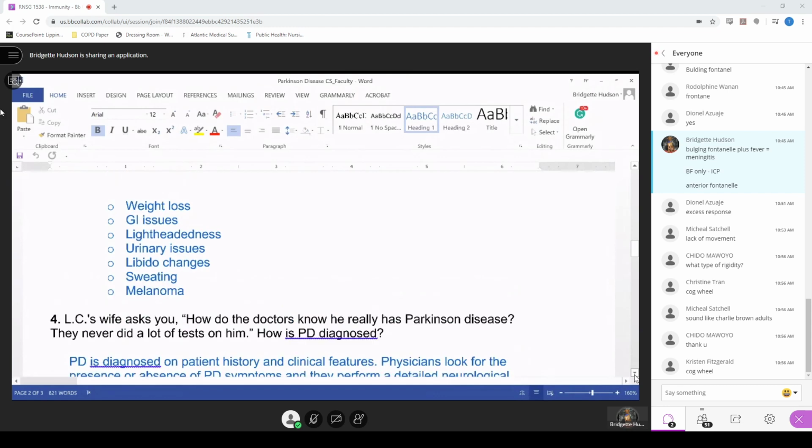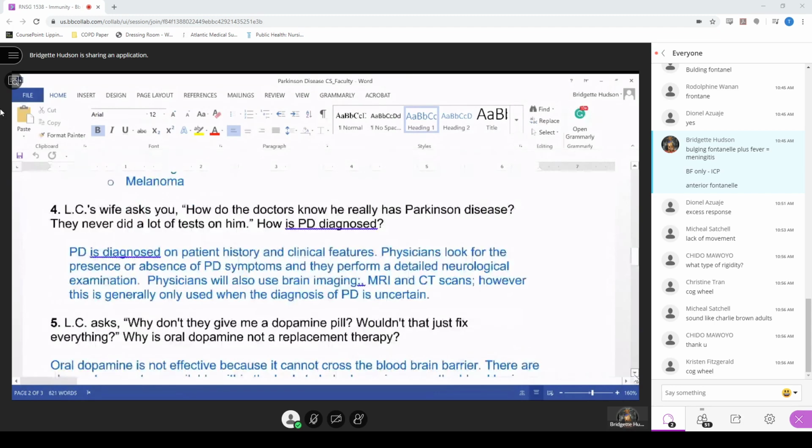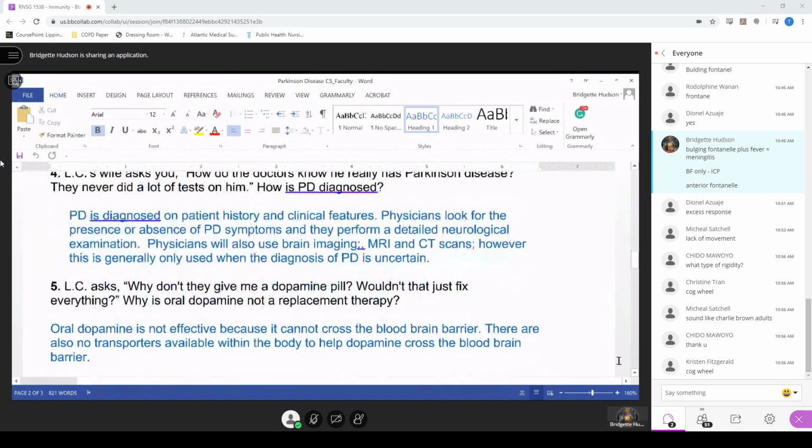So they ask, why don't they give the dopamine pill? Wouldn't that fix everything? Why is oral dopamine not a replacement therapy? It's not effective because it can't cross the blood-brain barrier. There are also no transporters available within the body to help dopamine across the blood-brain barrier. So this is why they have the secondary mechanism.